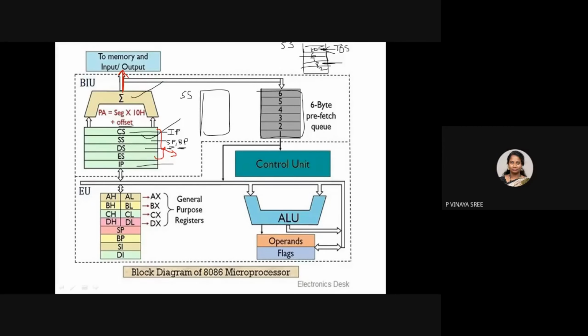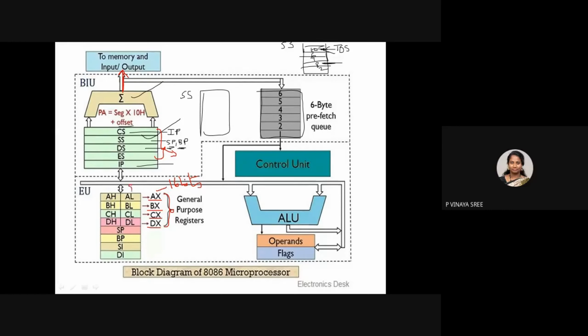For that, I already said that a processor has registers of two types: general purpose registers and special purpose registers. Here, these four are the general purpose registers, which are very important. In the 8086 we have four general purpose registers: AX, BX, CX, and DX. The size of AX, BX, CX, and DX is 16 bits. All the registers we use in the 8086 are 16 bits, except that the general purpose registers can be used either as 16 bits or as 8 bits.